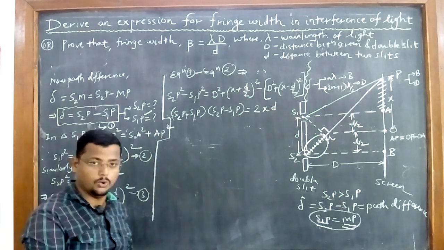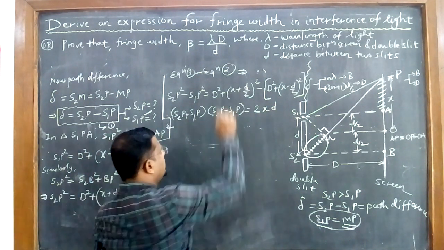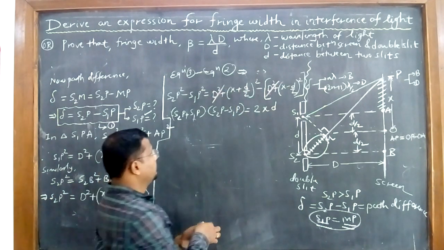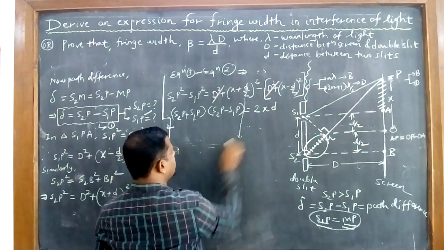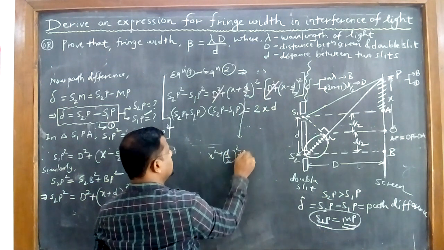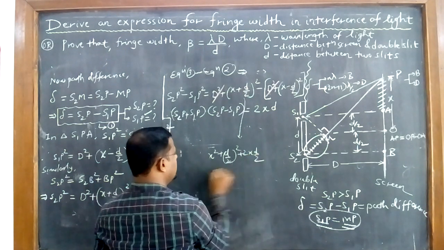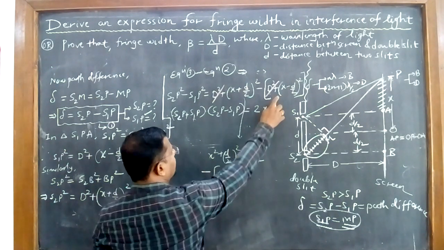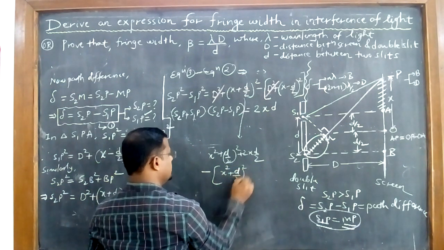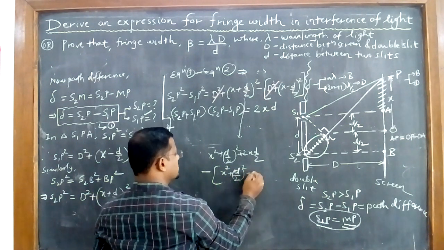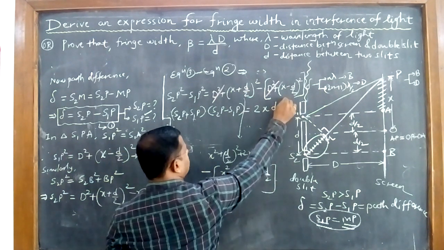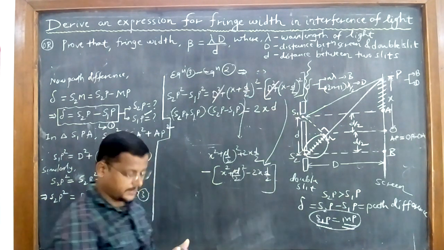For that, just see here. d² minus d² cancel out. What is (x + d/2)²? It is a² + b² + 2ab. Minus, what is (x − d/2)²? It is a² + b² − 2ab. If I write this here, then you do the subtraction.